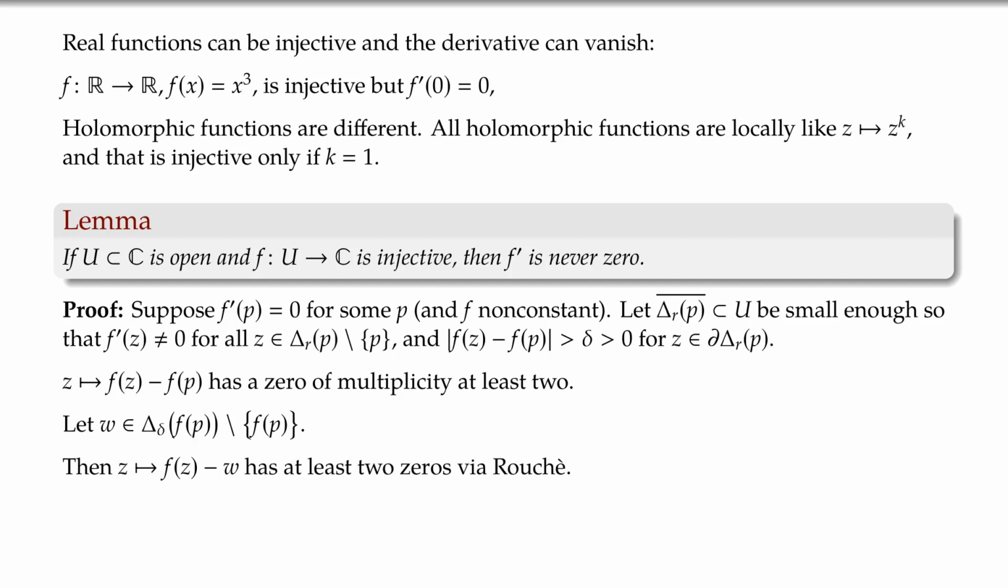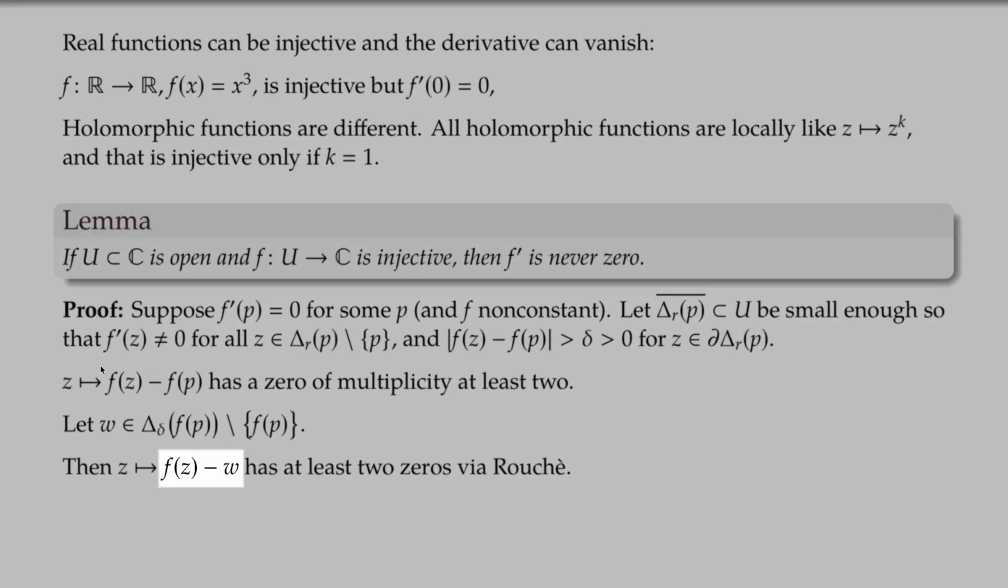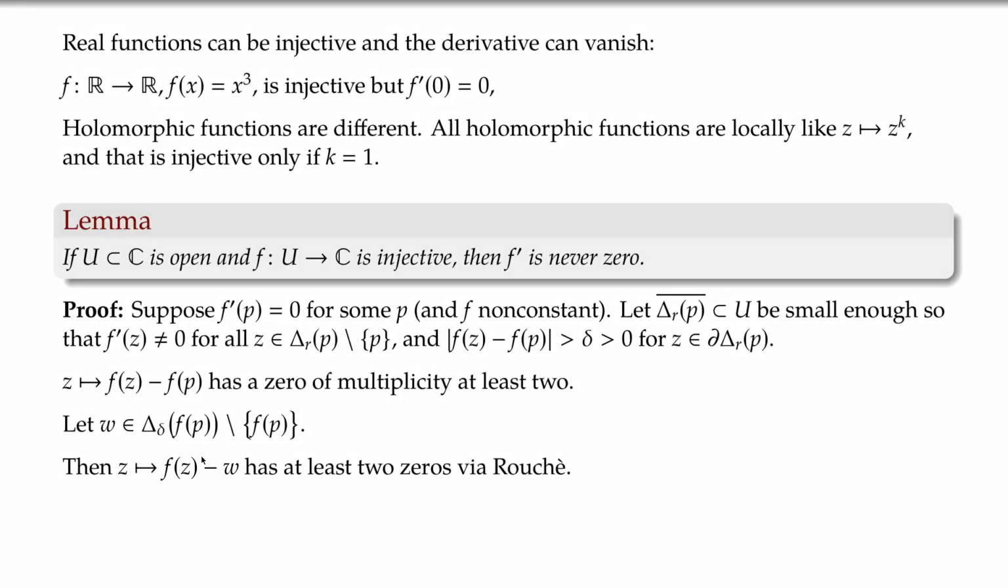It's the exact same proof, and we get that f of z minus w and f of z minus f of p have the same number of zeros. But now we have that f of z minus f of p has a zero of multiplicity at least 2. That means that up to multiplicity, f of z minus w has at least 2 zeros in this disk. Now, we're not quite done yet, right?